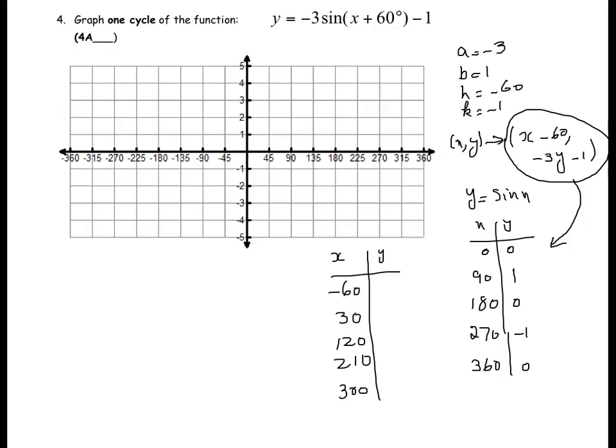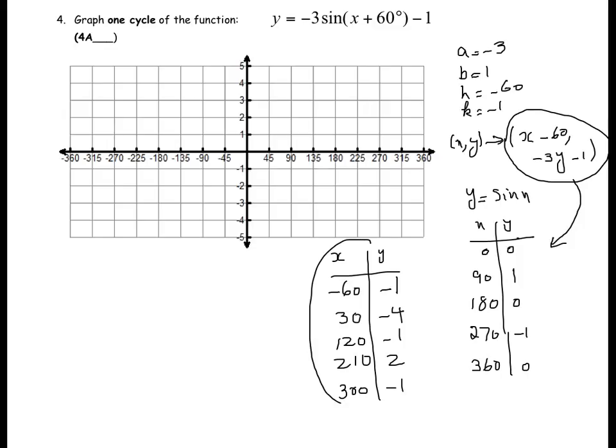For every y value in the base function, I'm going to multiply by -3 and subtract 1. So this is going to give me -1 for 0. For 1, I get -3 minus 1 is -4. For 0, again, I'm going to get -1. For 270, I get -3 times -1, which gives me 3. 3 minus 1 is 2. And for 0, I get -3 times 0 is 0, minus 1 is -1.